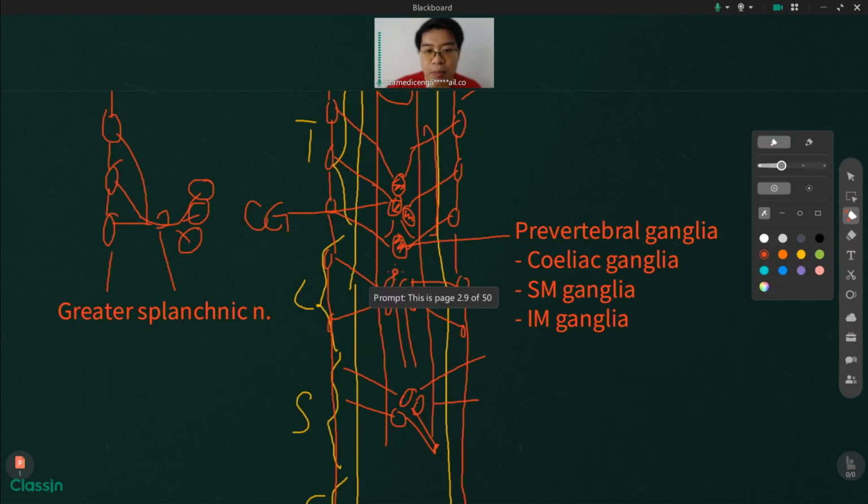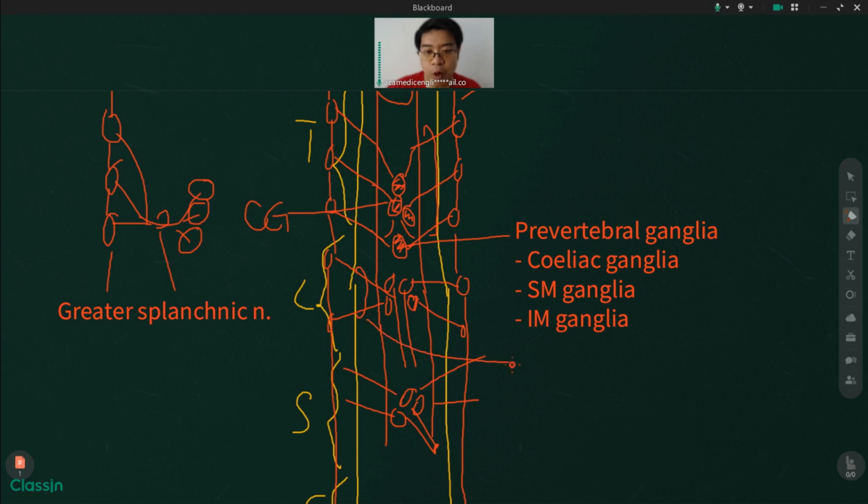Then, how about these branches here that form trunks to the superior mesenteric ganglia? You will call that the lesser splanchnic nerve. Lesser splanchnic nerve.